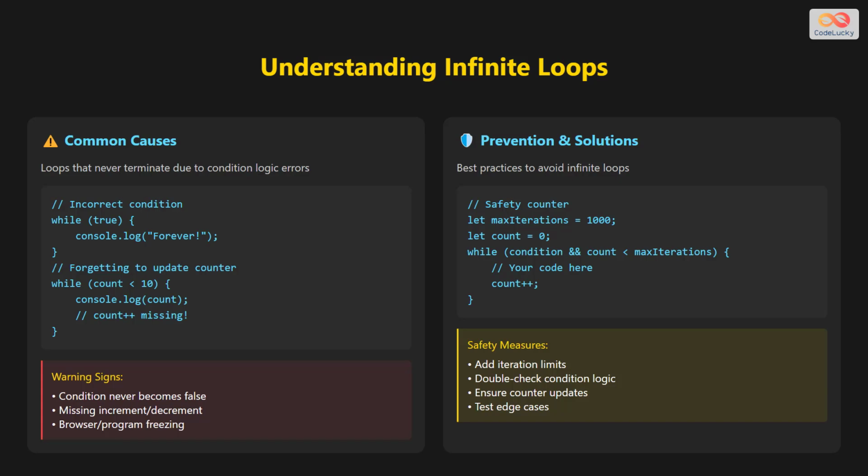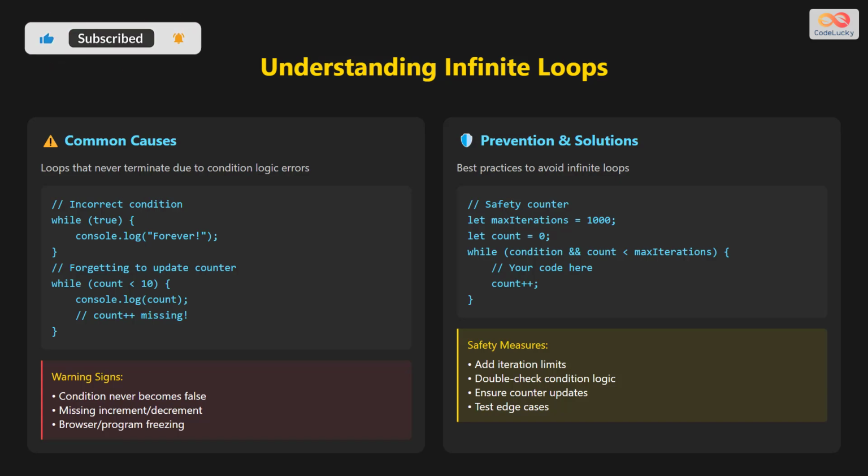Now let's talk about infinite loops. These are loops that never terminate due to errors in the condition logic. A common cause is an incorrect condition. For example, the loop while true will run forever. Another example is forgetting to update the counter, like in the loop where count is less than 10, but we are missing the count++.